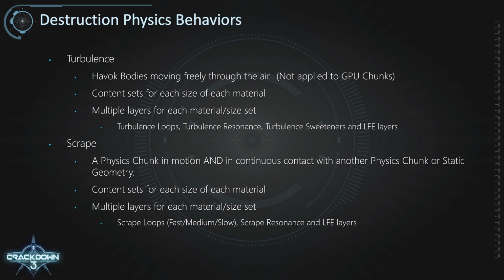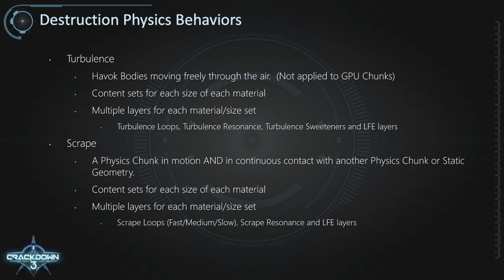Turbulence system is very similar to the props turbulence system that we discussed earlier. It's worth noting that turbulence only plays on Havoc bodies and not GPU chunks. Again, we created content sets for each size of each material. Just like props, we use multiple layers with unique attenuations. So we have turbulence loops, turbulence resonance, turbulence sweeteners, and LFE.